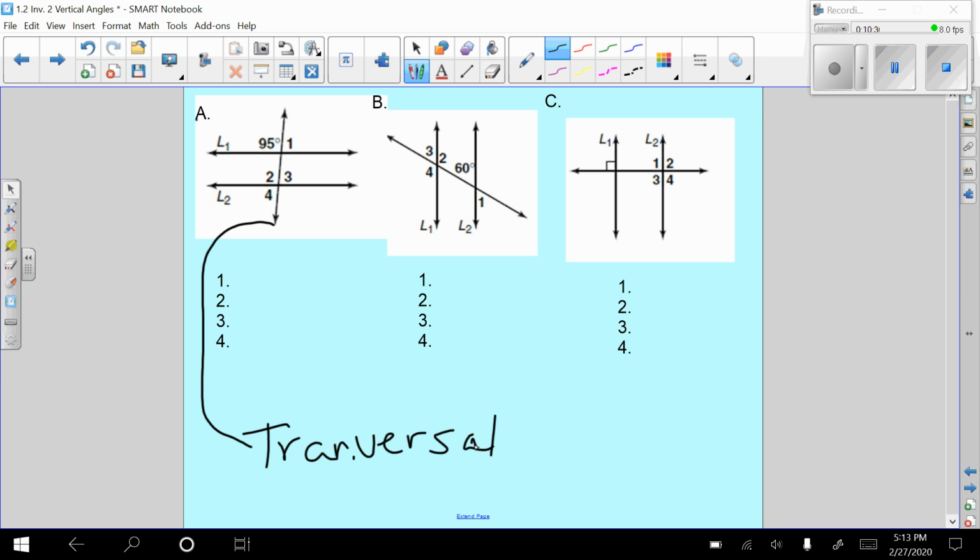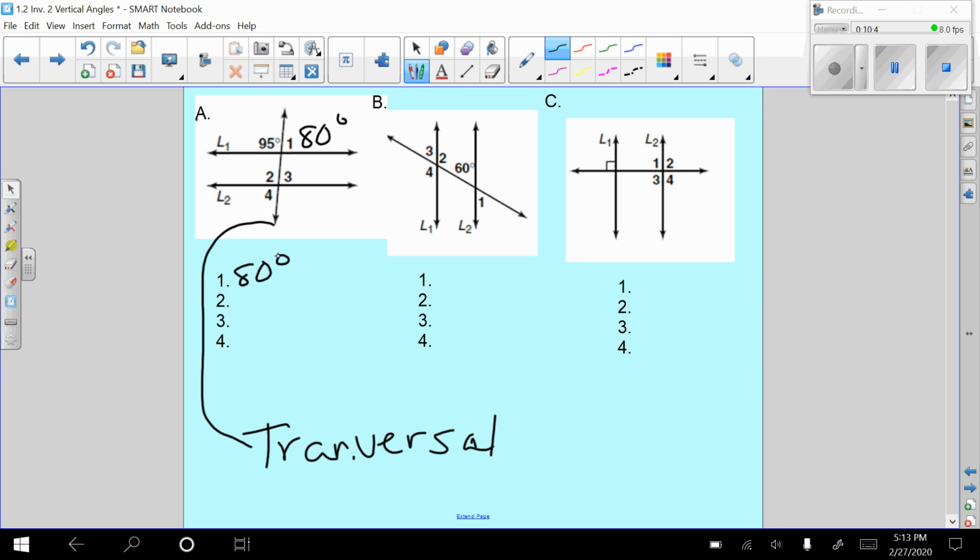Well, line 1 there is a straight line. A straight line makes 180 degrees. If one side of it is 95, how much is the other? Well, 180 minus 95 tells me that this angle is 85 degrees. So angle 1 is 85 degrees.